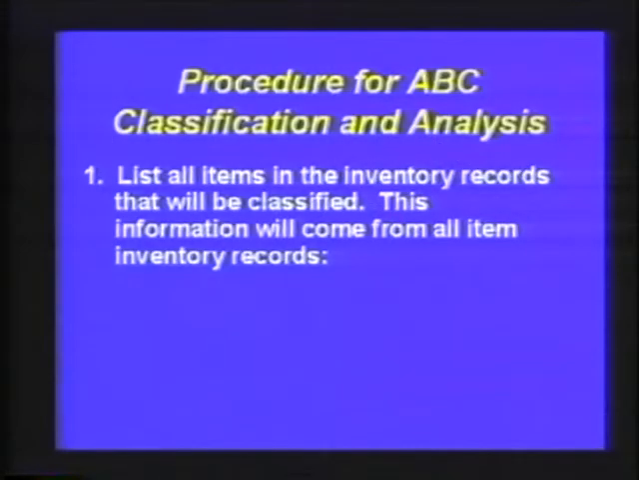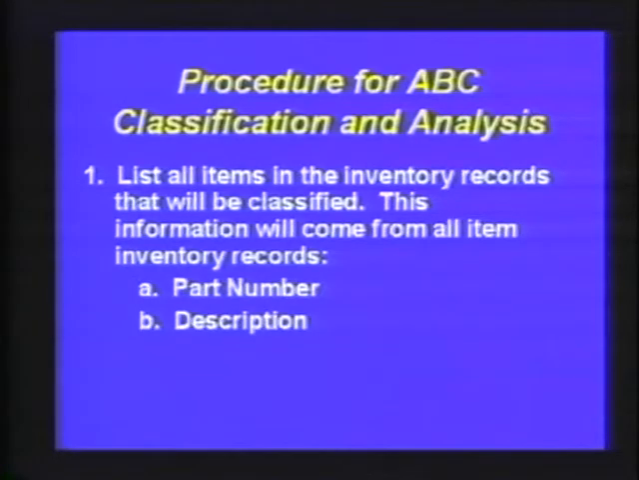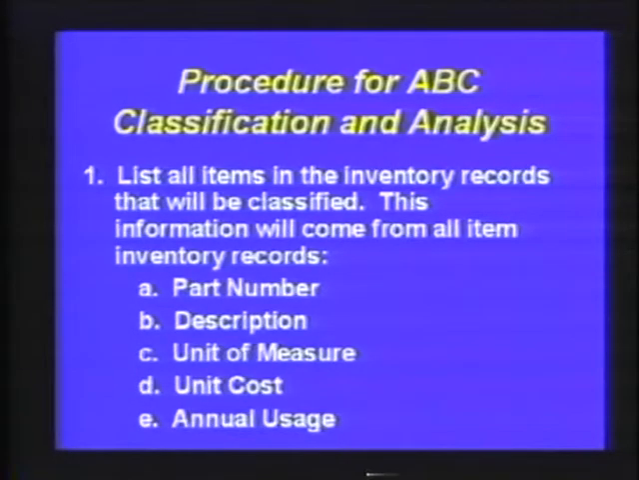Now, the procedure for the ABC classification starts on page number 16. Let me just walk you through it. We've already gone through the process, but here is the procedure in written form for you to review. The first step is to take all of the items in the inventory system, that is every inventory record, and identify each item by its part number, description, unit of measure, unit cost, and annual usage.